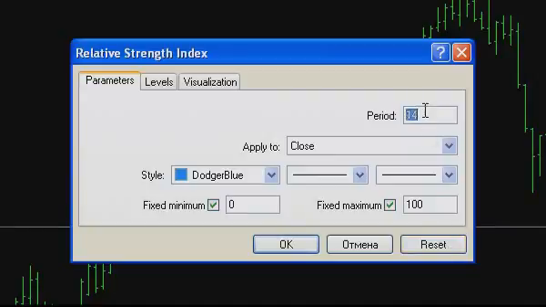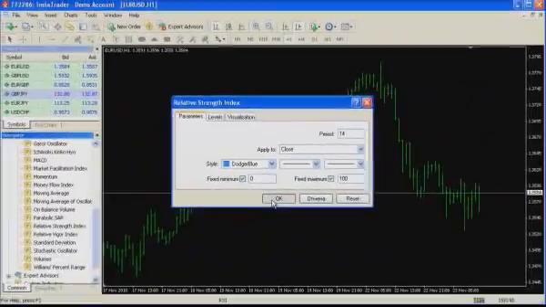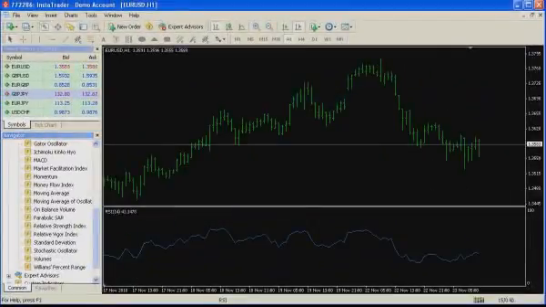The main parameter for RSI line plotting is period, that is to say the number of time periods, candlesticks or bars on the graph taken into account when calculating the oscillator's value. Wilder, developer of this oscillator, recommended using 14 as period value. 9 and 12 are popular values as well. RSI looks like a line with values varying from 0 up to 100.